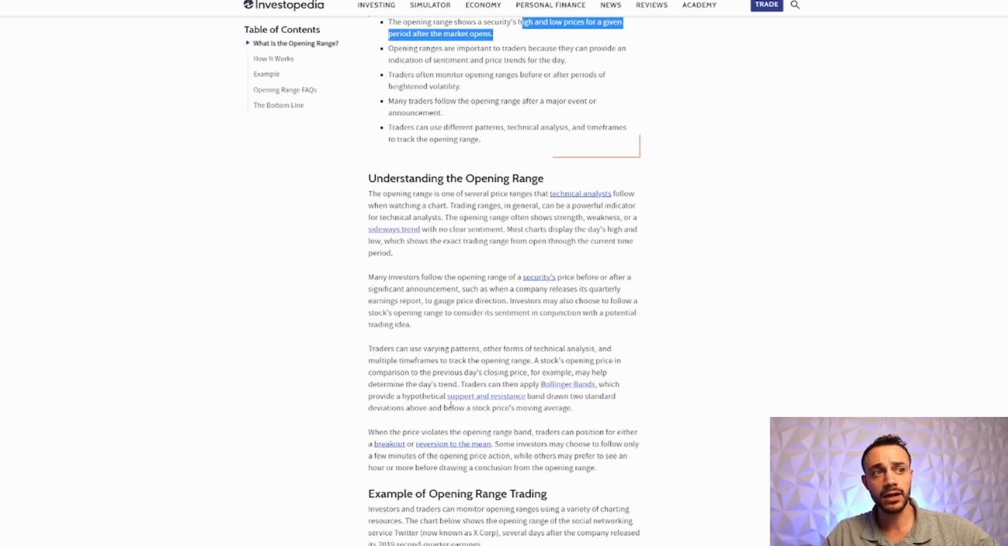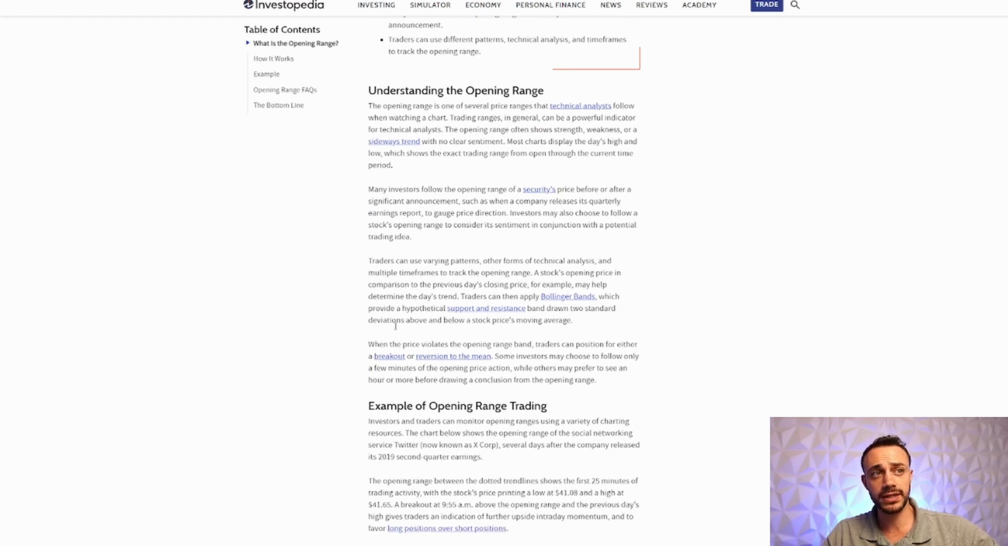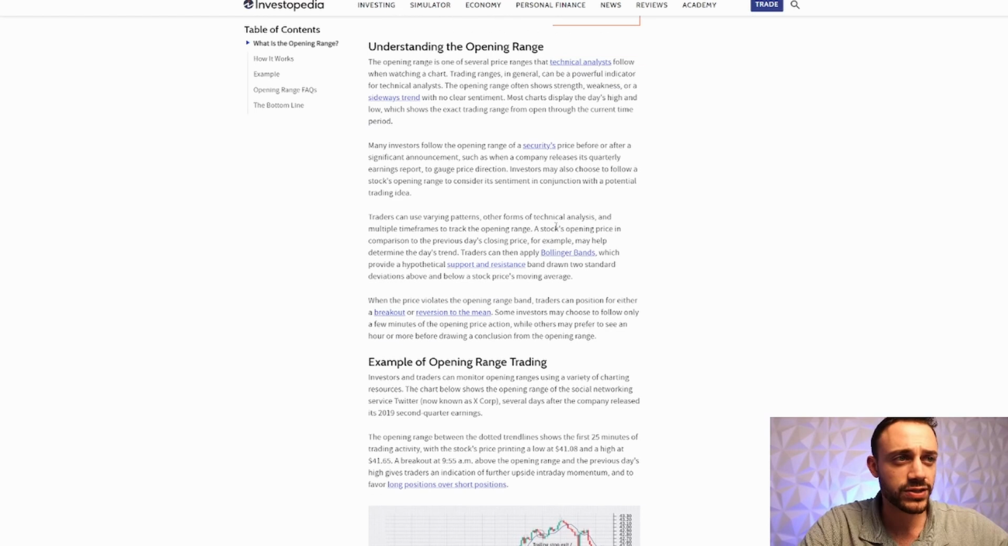Also, one last thing. So there's basically two ways to trade the Monday range. So we can read right here, when the price violates the opening range, or we can say when the price violates the high or low of the Monday range, traders can position for either a breakout or reversion to the mean. Another name for a reversion to the mean would be a deviation. I'll be showing you a lot of examples of what a deviation is in this video, so be sure to stick with me until the very end. Anyway, so there's two ways to trade it, the breakout or the deviation, reversion to the mean.